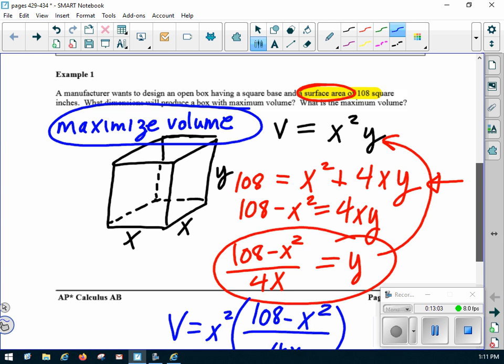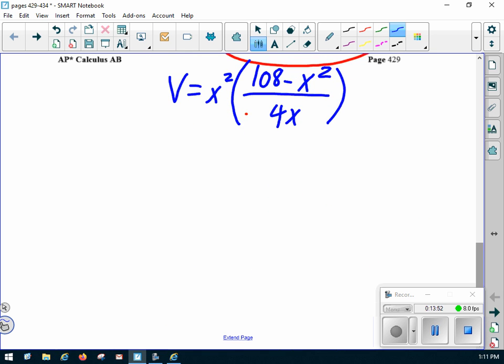If I want to maximize the volume, I'm going to take the derivative, find my critical numbers, set them equal to 0, and put them on a sign chart. Let's see what's negative, positive. So what am I looking for to maximize? I'm looking for when the volume changes from increasing to decreasing, which means the derivative changes from positive to negative. That's where I'd have a maximum. So what I've got to do is take the derivative of this.